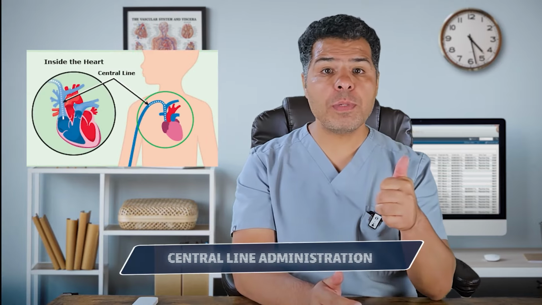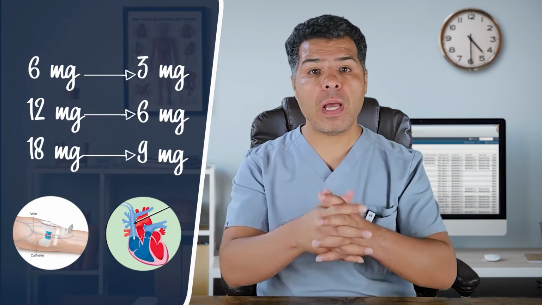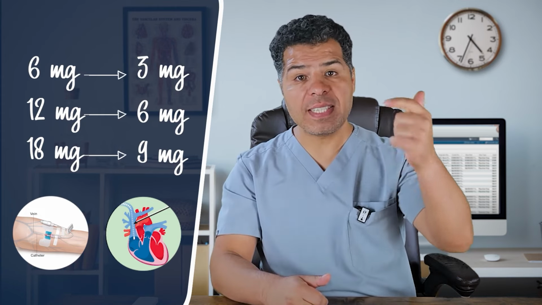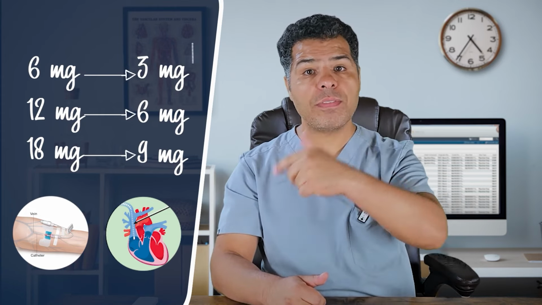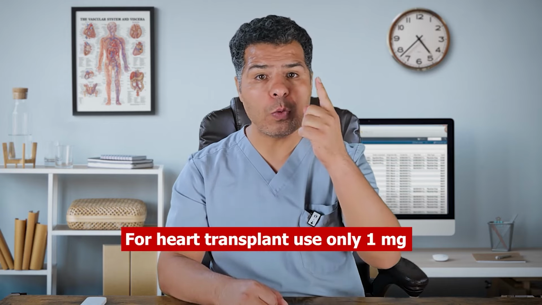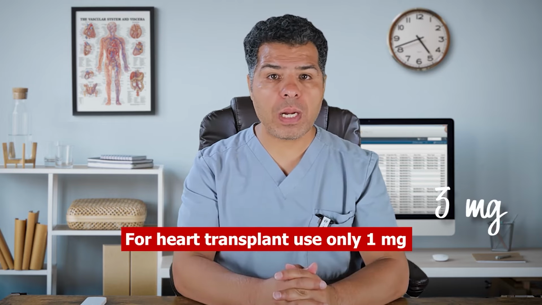For central line administration, cut down doses by 50% compared to peripheral line, which means the initial dose will be 3 mg, then 6, then 9 instead of 6, 12, 18. For heart transplant patients, initial dose should be reduced to only 1 mg and may increase subsequent doses up to 3 mg if needed. And here I recommend consulting with the transplant team first if no emergency.